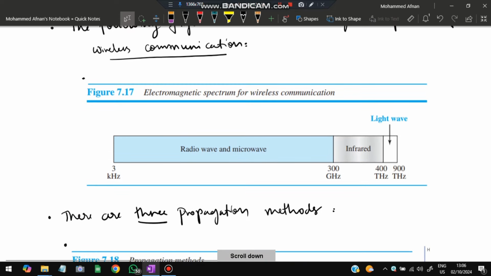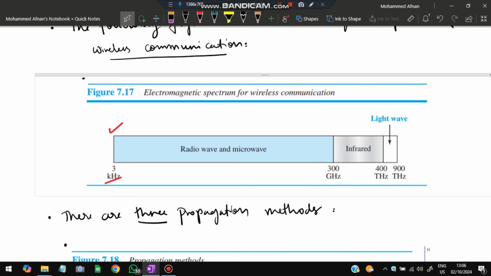The range of frequencies used for wireless communication starts from 3 kilohertz and goes up to 900 terahertz. This is the range for the light waves which are visible to the human eye, and the infrared waves from 300 to 400 terahertz, and this is the radio wave and the microwave. So we'll be learning about the radio wave, microwave, and infrared waves, by using which we can transfer wirelessly.